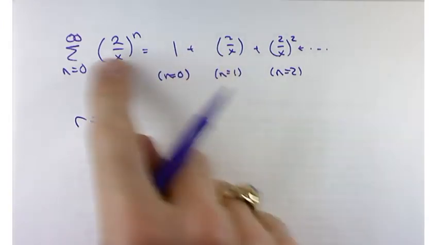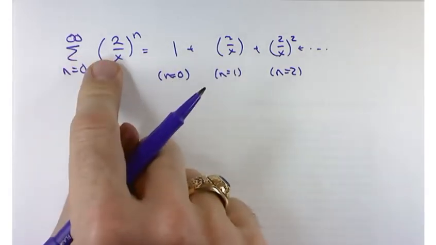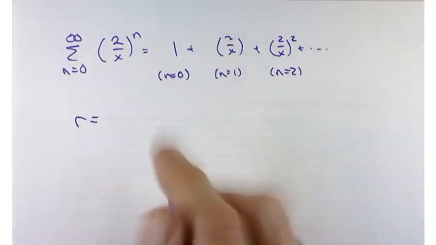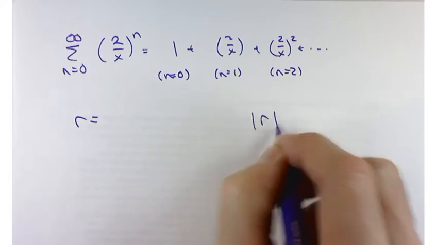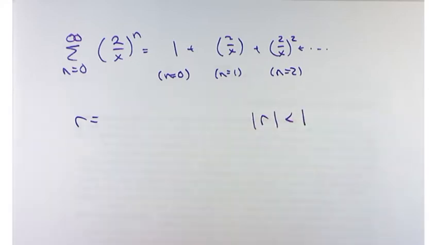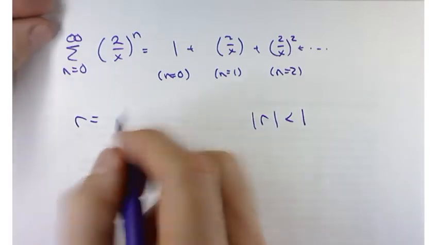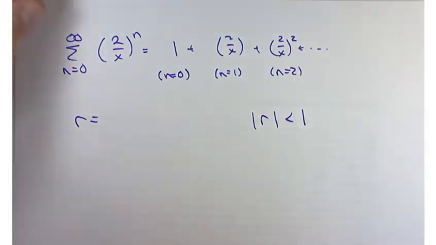What's the condition for an infinite geometric series to converge? Absolute value of r has to be less than 1. So, okay. What's the value of r for us in this case? 2 over x.